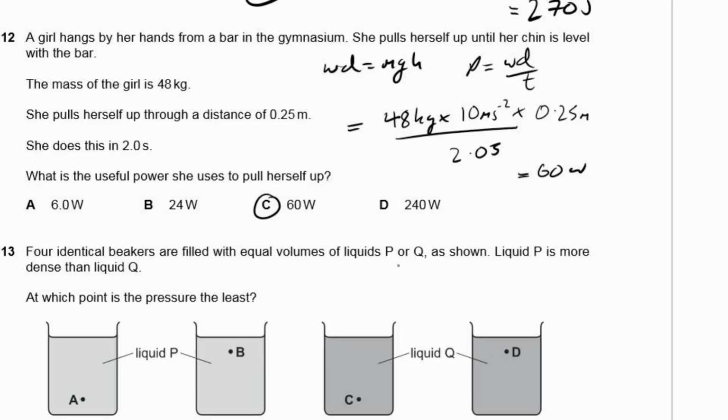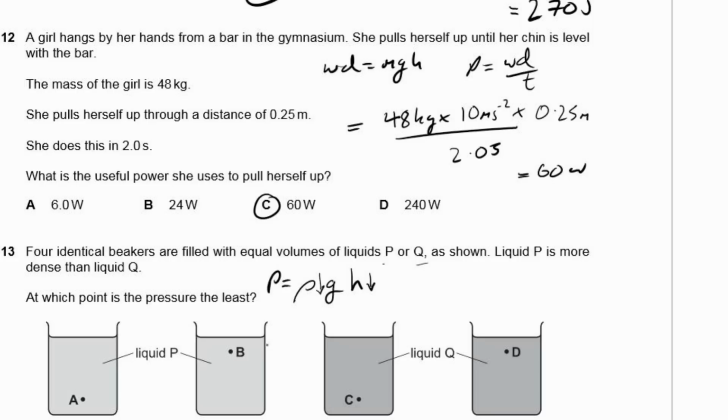Question 13. 4 identical beakers are filled with equal volumes of liquid P or Q as shown. Liquid P is more dense than liquid Q. At which point is the pressure the least? Okay, well, pressure in a liquid is density times gravity times height. If I want the smallest pressure, then what I want is the smallest height, the smallest depth from the surface of the liquid, and the smallest value for the density.